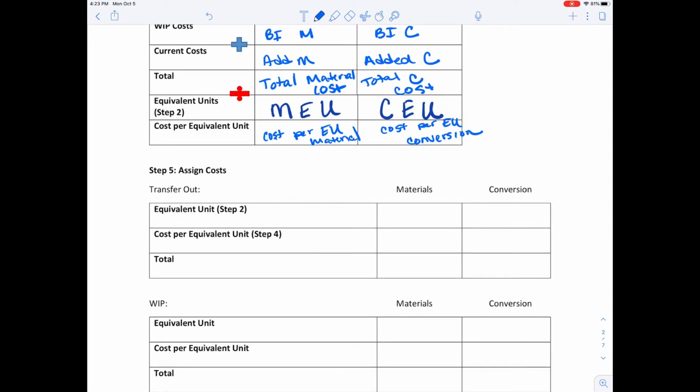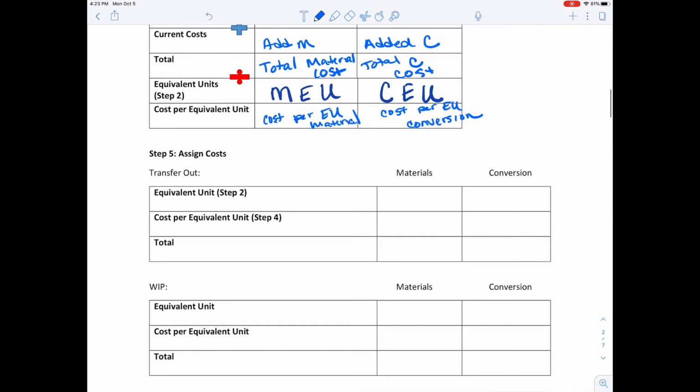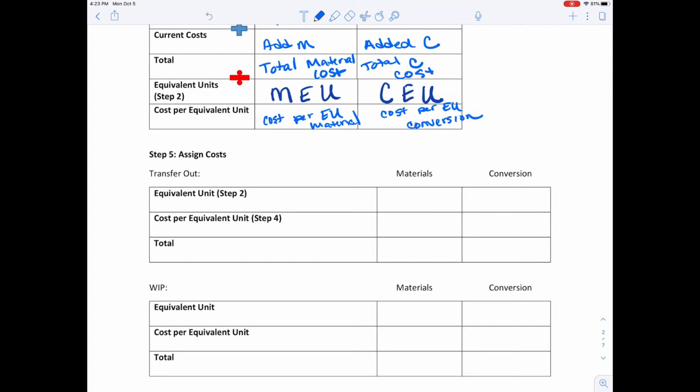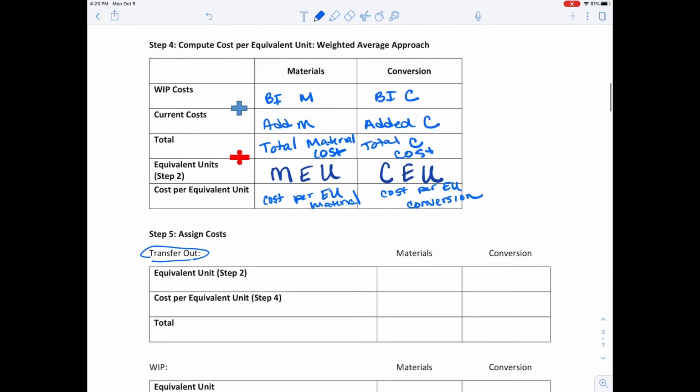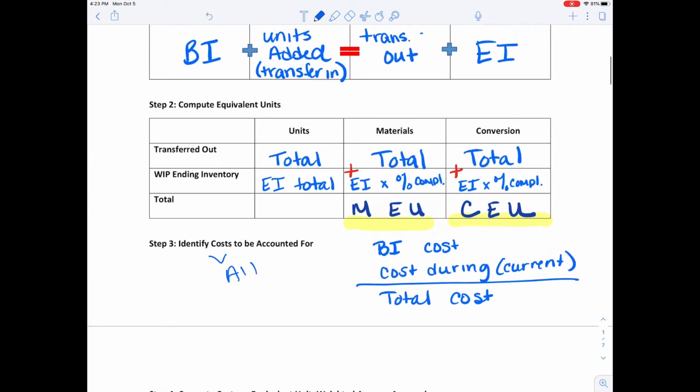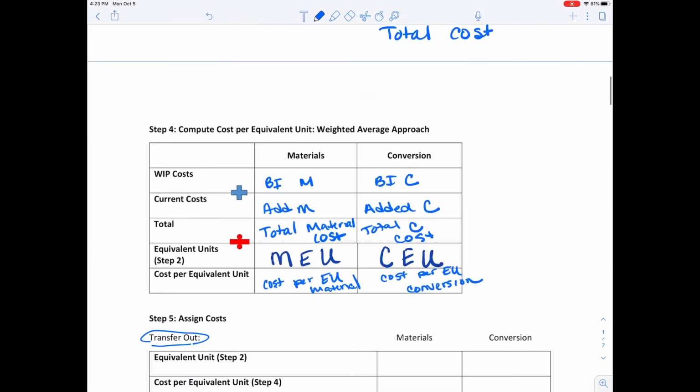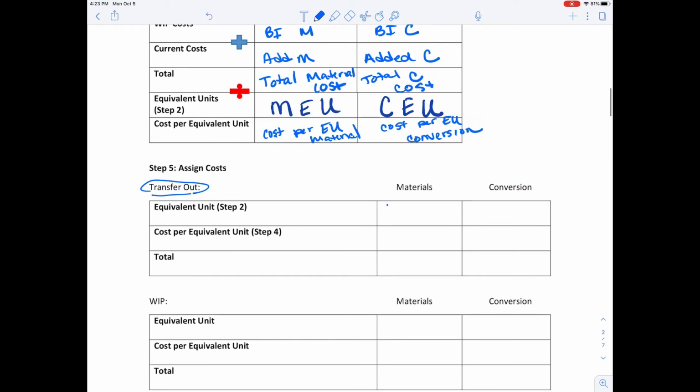And then finally we can assign our costs. We're going to assign them to 2 different sections because of how our costs are broken apart. We're looking at our transfer out units first. So we're going to go back to step 2, which was all the way up here. We're going to take that total transferred out for materials and conversion, and again it's going to be the same number. This will be the same number.